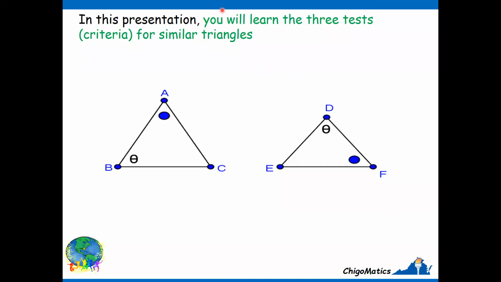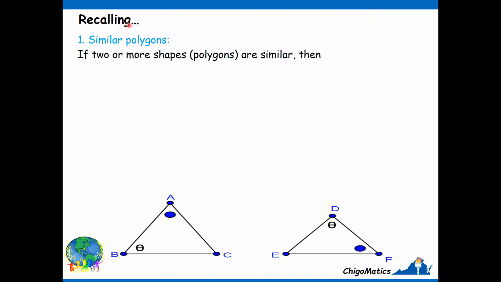In this presentation, you learn the 3 tests or criteria for similar triangles. Given these 2 triangles, when do we say they are similar? Let us recall similar polygons.